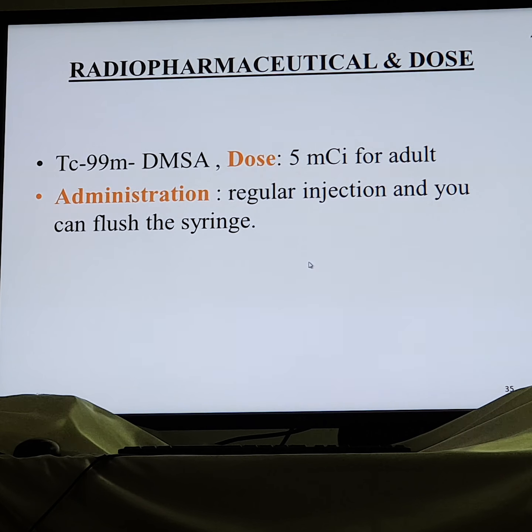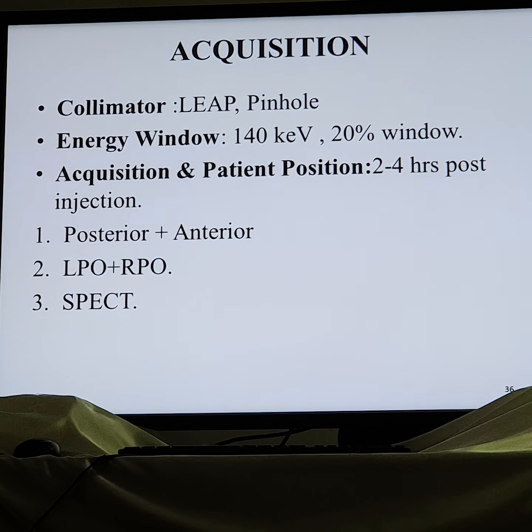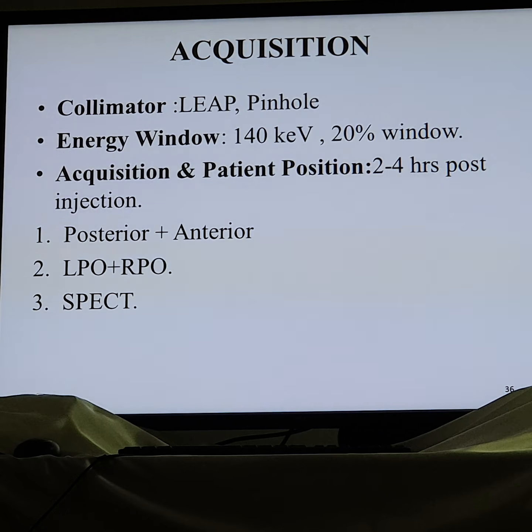The dose of DMSA is about 5 millicurie for adults, and for pediatrics it depends on the weight. The administration is IV, a regular injection, and with DMSA we can flush or wash out the syringe to make sure all the dose is given to the patients. The acquisition mode is low energy general purpose, or pinhole, depending. For pediatric patients, or if we are going to see any small lesion, we can use the pinhole. The energy window will be 140 keV with a 20% window.